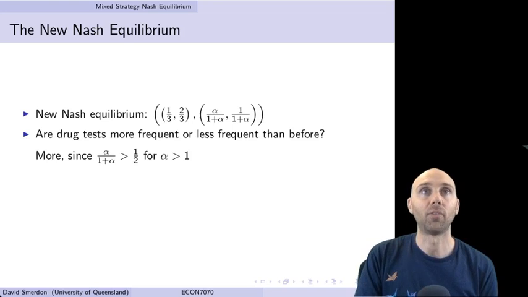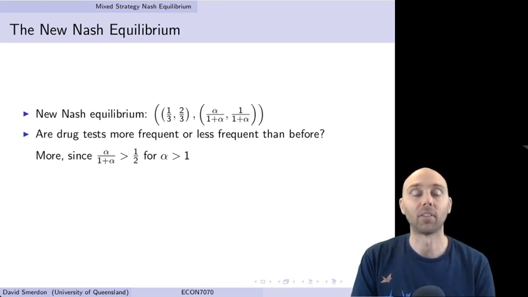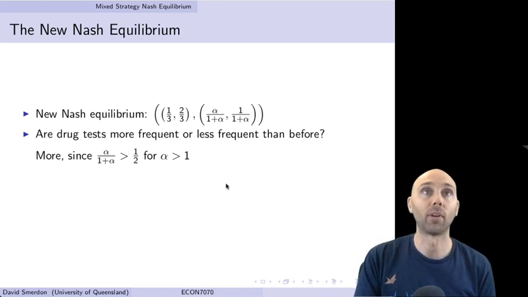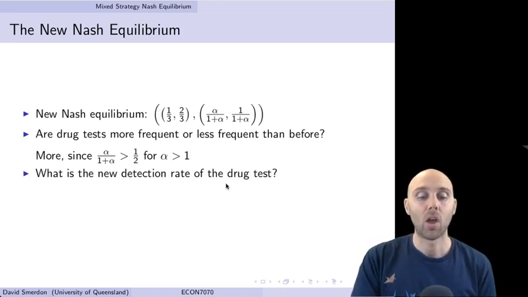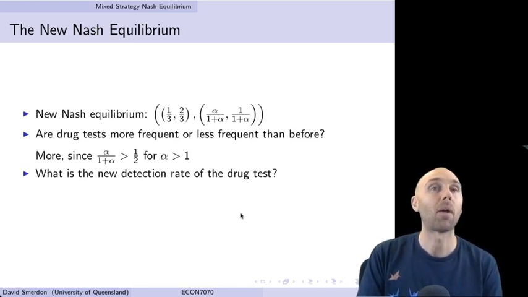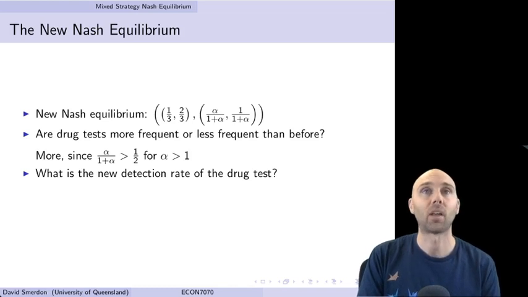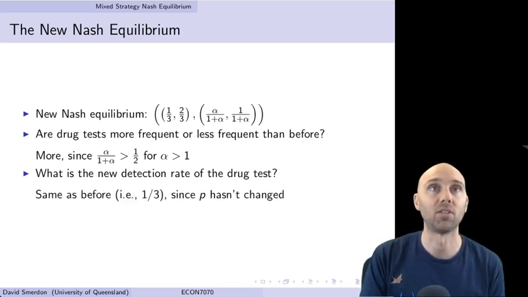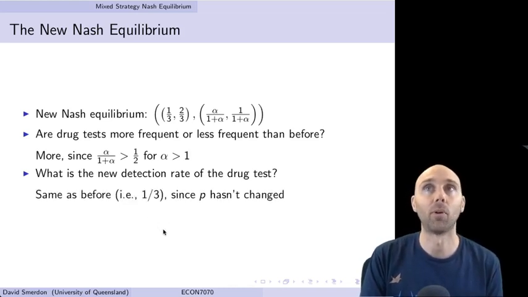In that case, alpha over 1 plus alpha is definitely greater than a half. So in that case, drug tests are more frequent than before. Now what's the new detection rate? Well, remember the detection rate was P. But P, player 1's proportion, mixing proportion, is determined by player 2's payoffs, which haven't changed. So that's the same as before.